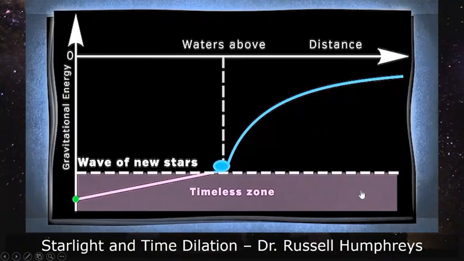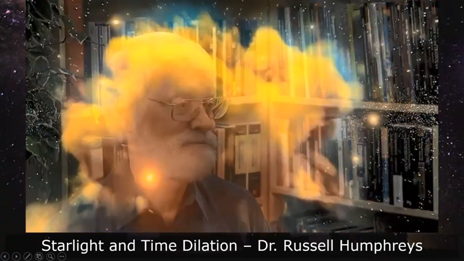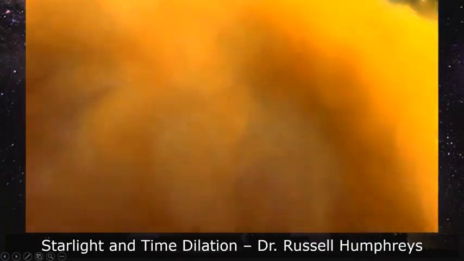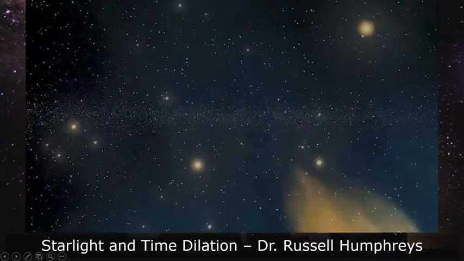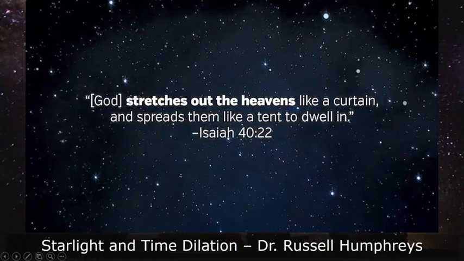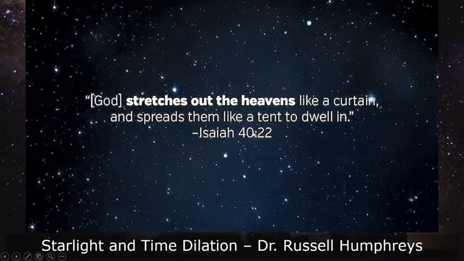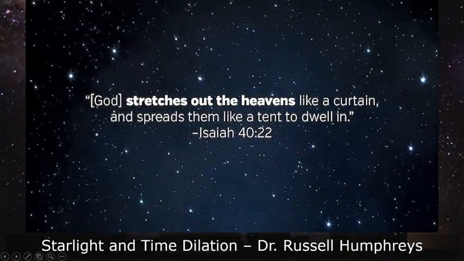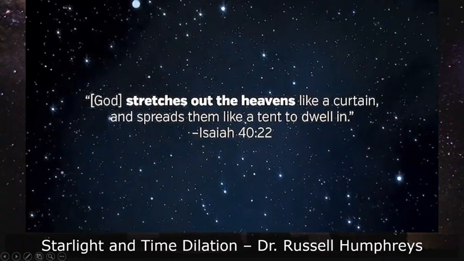Okay. Now we have a new scriptural effect to talk about, stretching out the heavens. God stretched the fabric of space. How do I know that? 17 verses that say things like this. God stretches out the heavens like a curtain and spreads them out like a tent to dwell in. That's Isaiah 40:22.